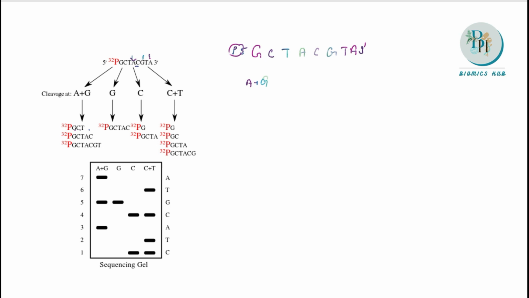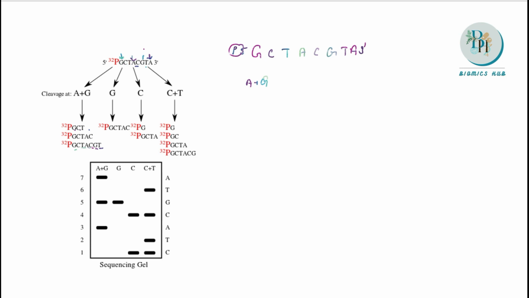If it is cleaved near this region, there will be no cleavage, or only the A will be cleaved out. So we are getting the sequence until T, that is GCTACGT. The same for G. Whenever we are getting a cleavage, suppose this G is modified and we are getting a cleavage over here, in that case we will not get any of the bond.